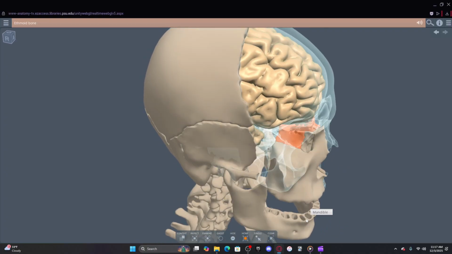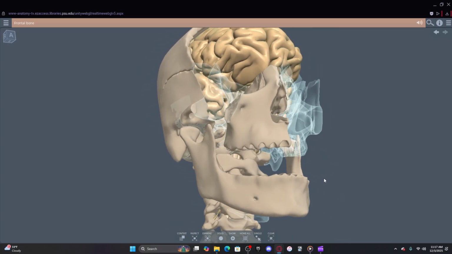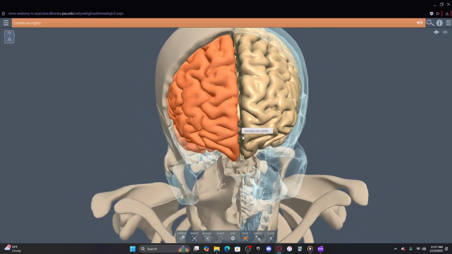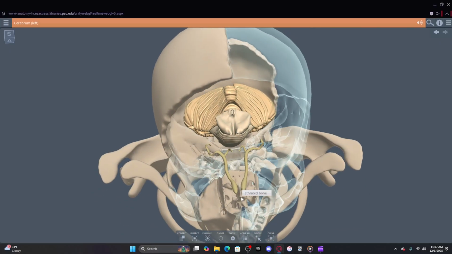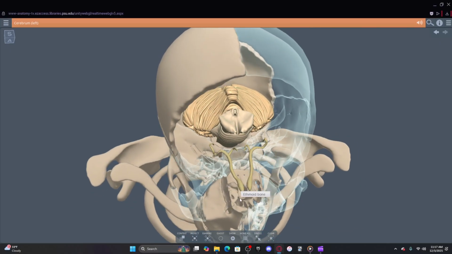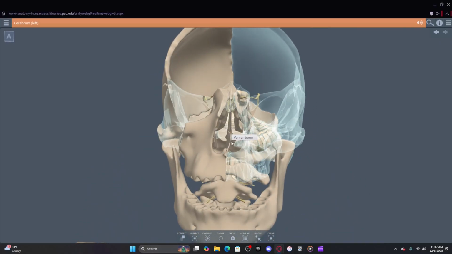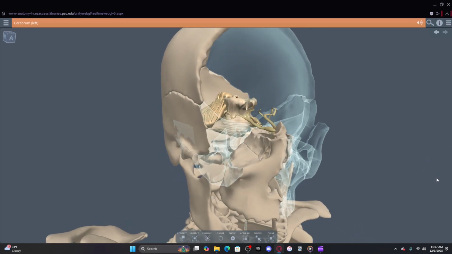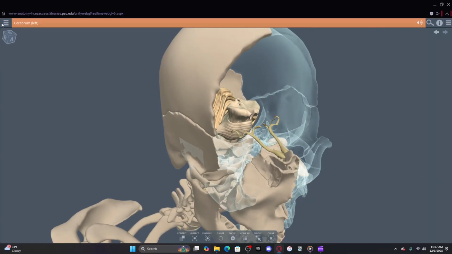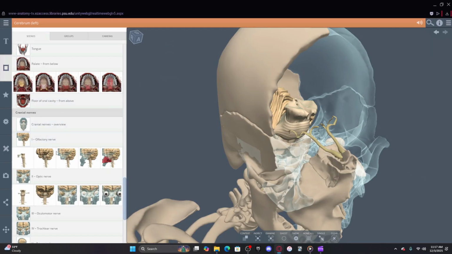So just a reminder that cranial nerve number one is going through the cribriform plate, entering the nasal cavity. That's what we're seeing here, the cribriform plate of the ethmoid bone. Cranial nerve 1 is going through there and entering the nasal cavity, right? You see the little branches of cranial nerve number 1, right? So cribriform plate entering the nasal cavity. That's cranial nerve number 1, olfactory.